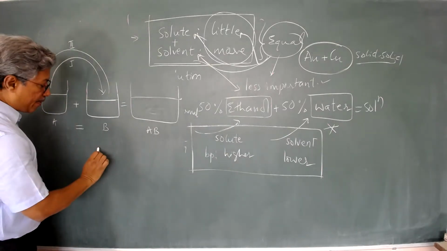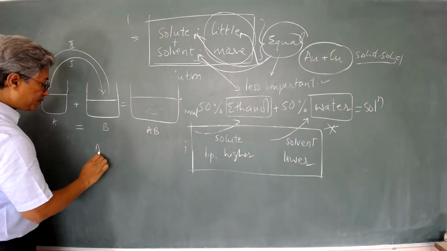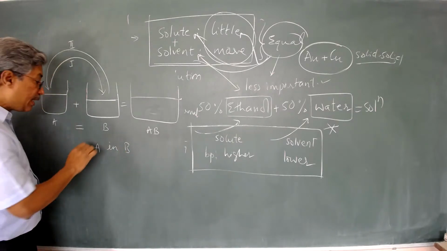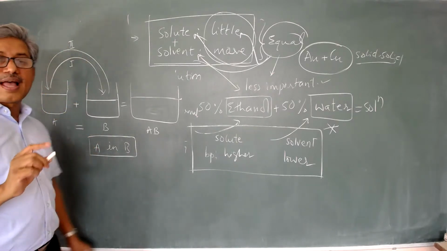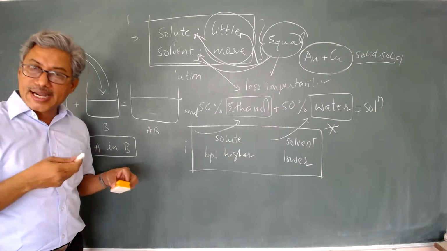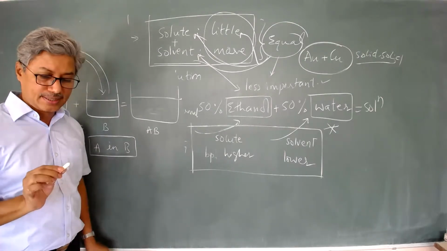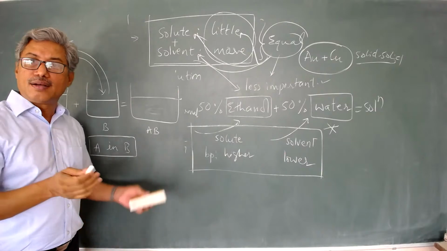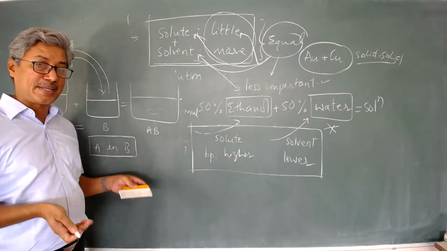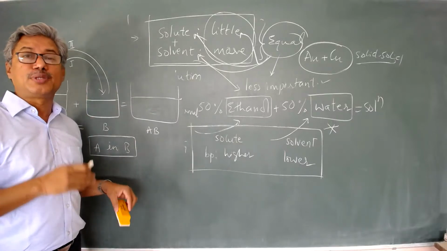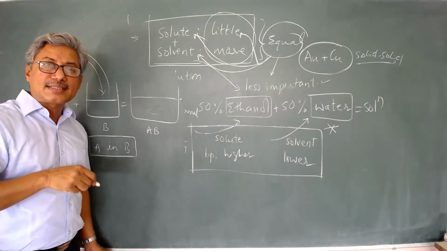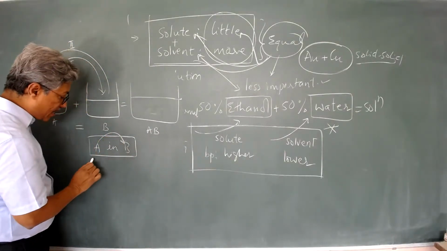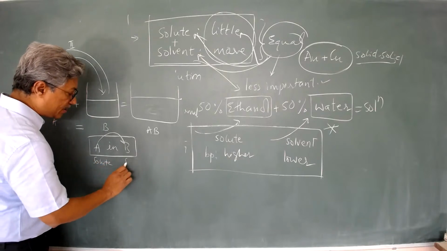In the first way, what we have done is, A is dissolved in B. In this case, our usual practice of getting a solution is this: solute is dissolved in solvent. We hardly practice the reverse way, that means solvent added to solute. So the usual practice is solute is added to solvent. Based on that, here A is added to B.